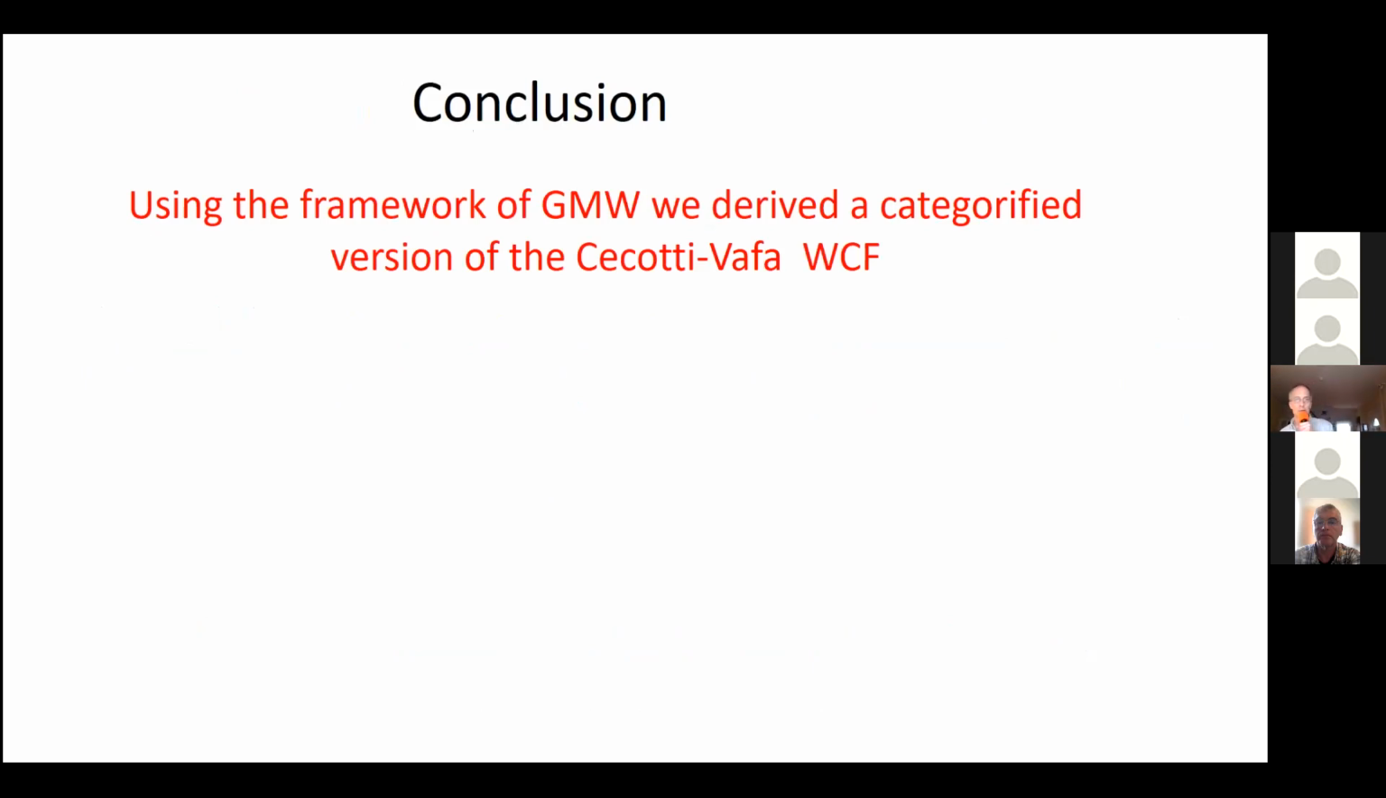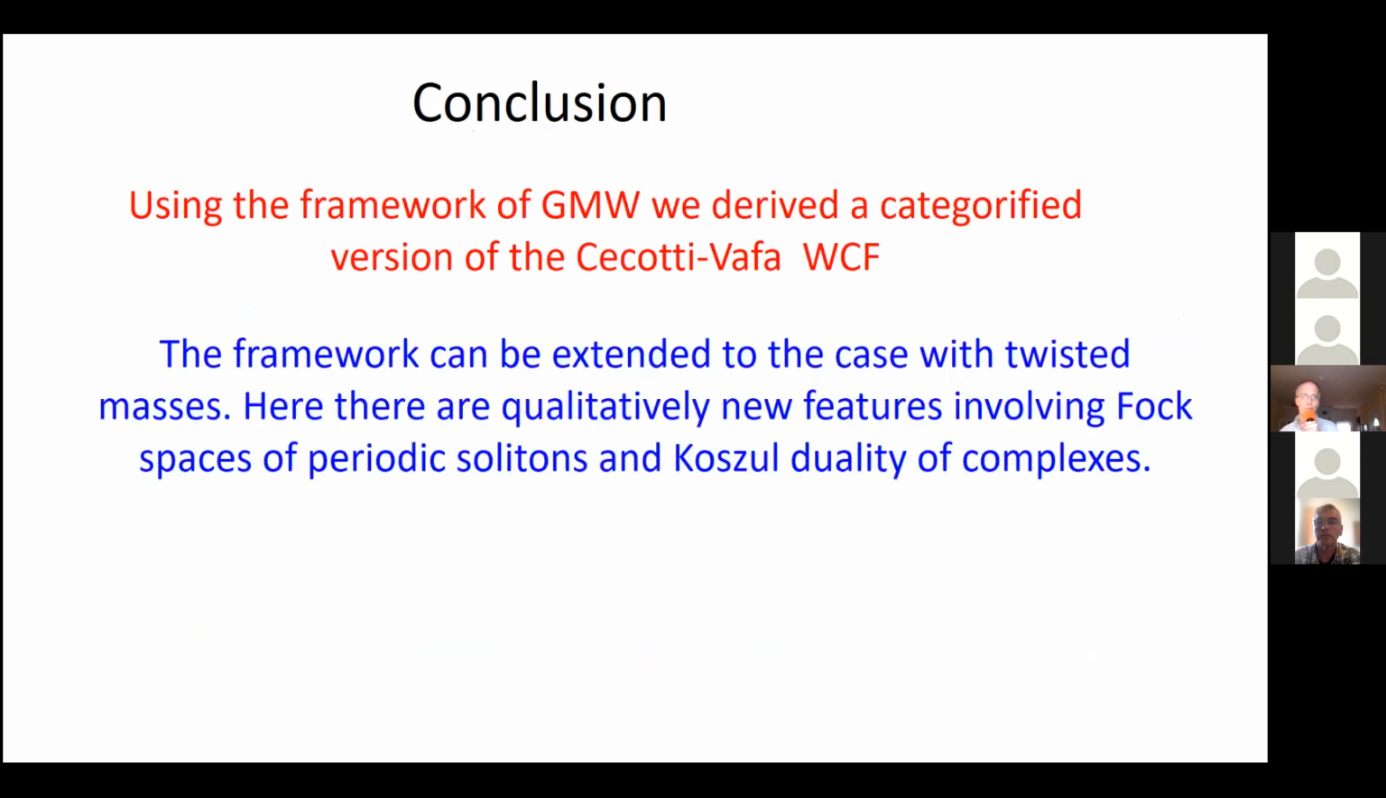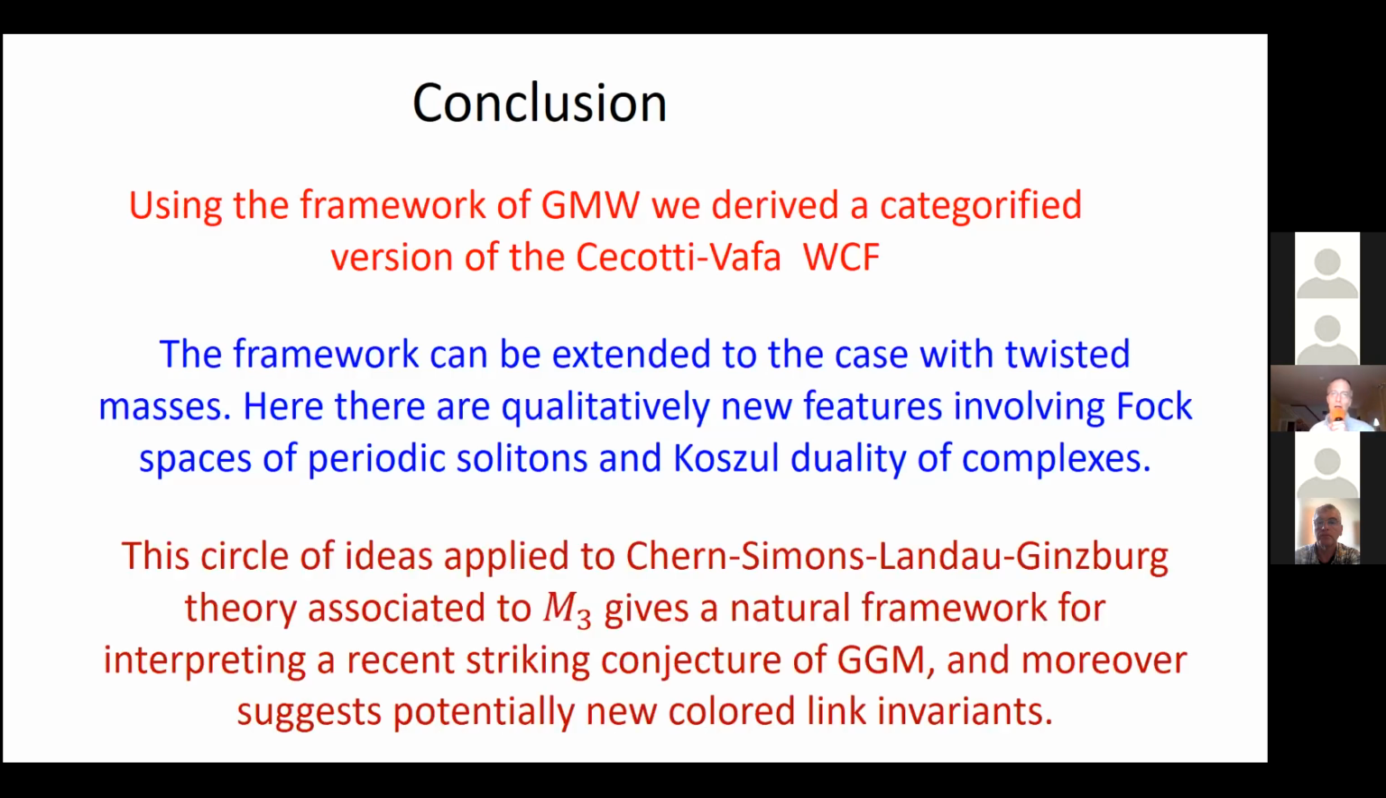To conclude, using the framework of GMW, we derived a categorified version of the Cecotti-Vafa wall-crossing formula. I indicated that the framework can be extended to the case with twisted masses. There are qualitatively new features in that case involving Fock spaces of periodic solitons and causal duality of complexes. And the circle of ideas, when applied to Chern-Simons Landau-Ginzburg theory associated to a three-manifold, gives a natural framework for interpreting a recent striking conjecture of GGM, and moreover suggests potentially new colored link invariants.